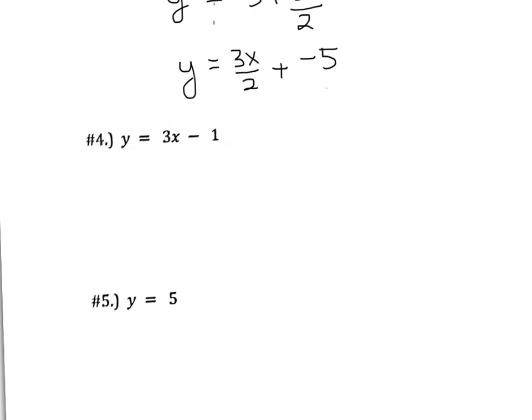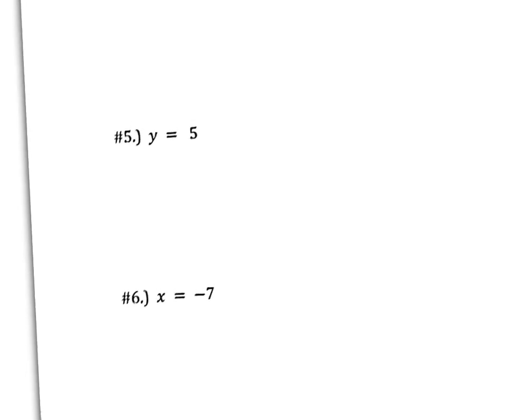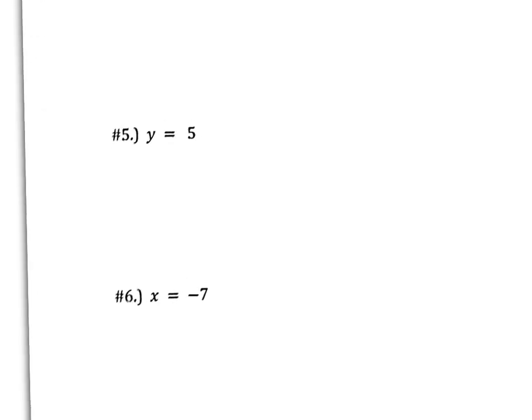Y equals. Awesome. Number 5. Y equals. That's already in function form. Great. Okay, number 6 is kind of a weird one. And we'll talk about that more tomorrow. It doesn't even have a y. It has x equals. So that's a special case we'll worry about tomorrow.